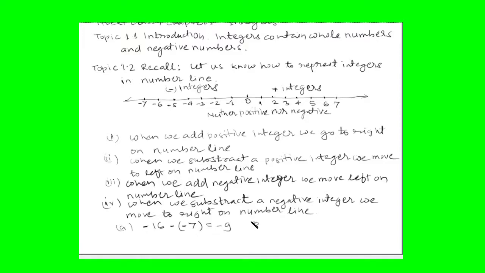Then we go to another example. 12 minus minus 5 is equal to 17. So 17 is on the right of 12. This way we move towards the right when we subtract a negative integer from the given number.